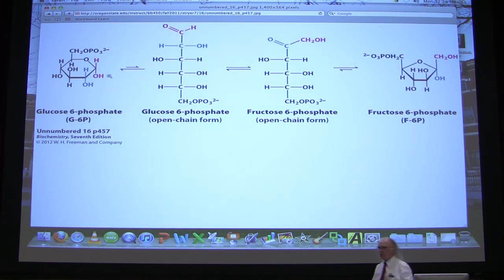Reaction two of glycolysis is a reaction catalyzed by phosphoglucoisomerase. It simply involves the conversion of the 6-carbon glucose 6-phosphate to fructose 6-phosphate. We see it goes through a linear intermediate in order to do this. And all that's happening here is an aldehyde group right here is being converted to a ketone group. So the position of the double bonded oxygen is moving in the molecule. That is an isomerization.